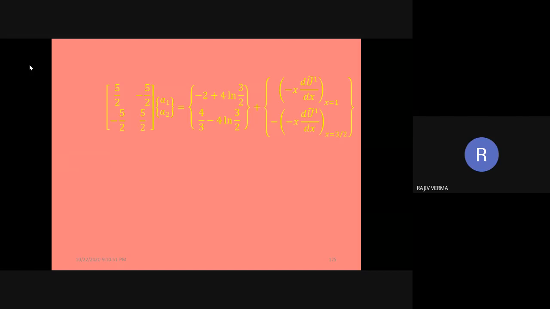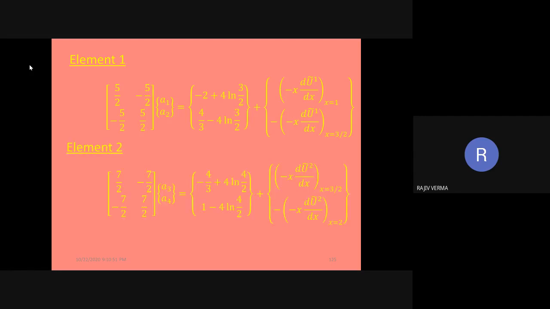Now substituting the value of nodal locations, that is XA, XB, and XC, we get the four equations for element number 2. And in the next slide, we are going to keep all the four equations in a single matrix form. This is the form I'm talking about.